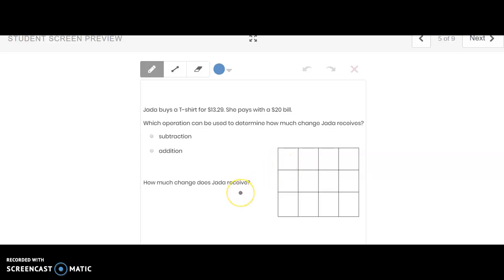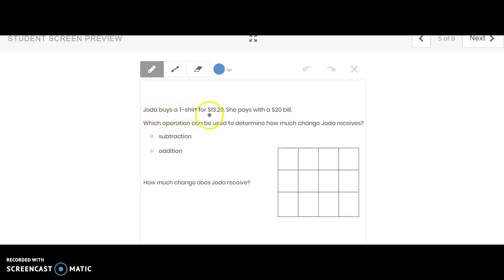and girls, let's take a look at your Desmos slide number 5. Your job is to read and answer the question and then to check your work with this video. So let's read and try to understand what the question is asking.